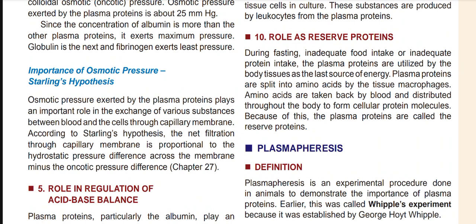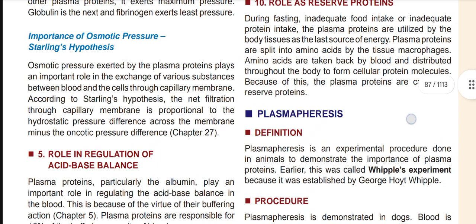Starling is saying is the net filtration through the capillary membrane is proportional to the hydrostatic pressure difference across the cell membrane minus oncotic pressure difference. So what is this? The net filtration rate is dependent on what? It is dependent on the hydrostatic pressure difference between the membrane minus the oncotic pressure difference. So how much the pressure, that much amount of product will pass through this membrane.